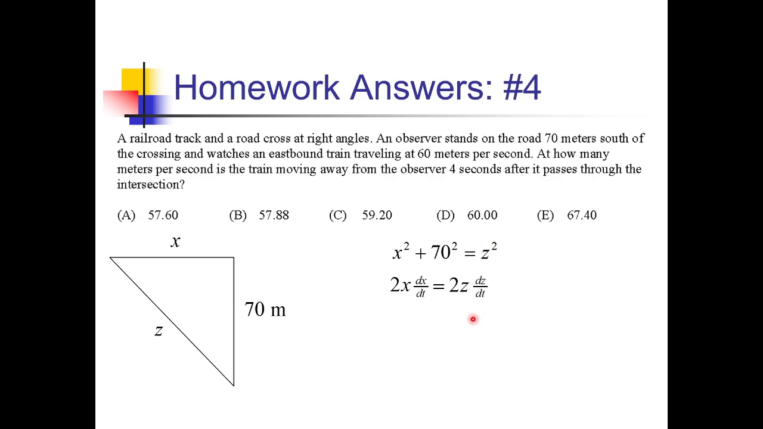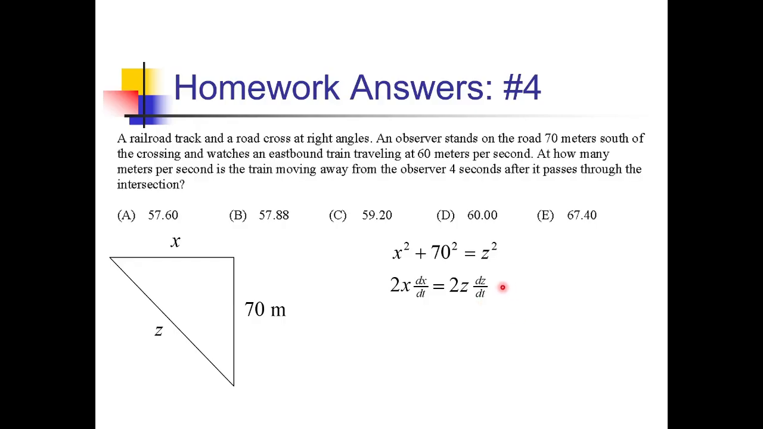Now, in terms of what we're trying to solve for, they wanted to know at how many meters per second the train is moving away from the observer. So we're looking for how this z distance is changing. That's going to be this dz dt quantity. So that means that we need to figure out the values of x, dx dt, and z in order to solve for that.